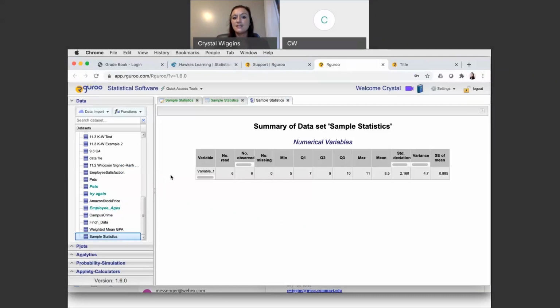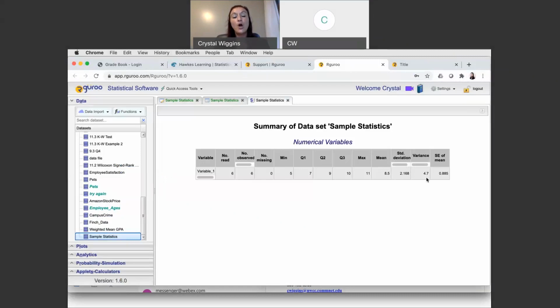So in my data set summary, remember Q2 is the median, the middle value of an ordered data set, which is 9. The mean is 8.5. The standard deviation, which we haven't covered yet, is 2.168. And here's our variance, 4.7.